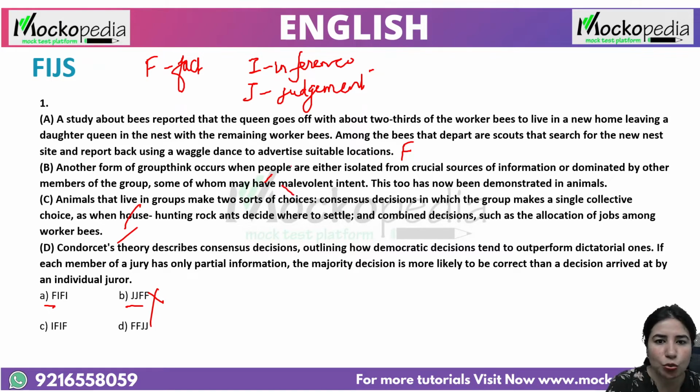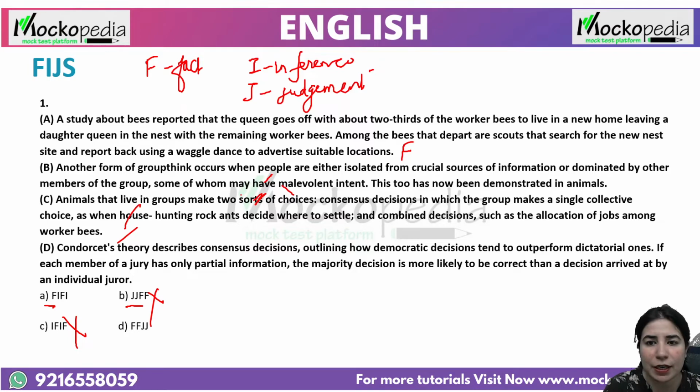So with just one statement we have been able to eliminate two answer choices. So this is a pretty easy game, right? Students really find these questions interesting because with eliminations you are able to reach the correct answer in a quick way. Let's come to the second statement. Another form of group think occurs when people are either isolated from crucial sources of information or dominated by the members of the group, some of whom may have malevolent intent.